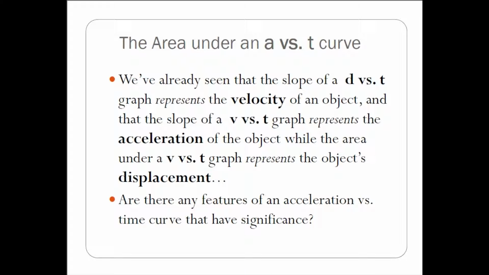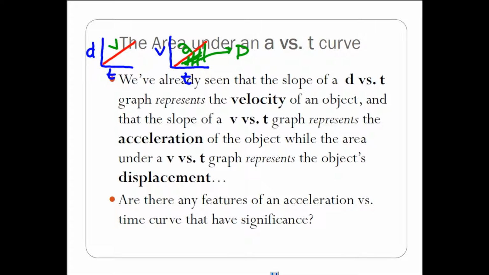All right, we've already seen that the slope of a displacement versus time graph represents the velocity of an object, and that the slope of a velocity versus time graph represents the acceleration of an object, while the area under a velocity versus time graph represents the object's displacement. So, slope of a displacement versus time graph represents velocity, slope of a velocity versus time graph represents acceleration, and the area under the curve of a velocity versus time graph represents the displacement of an object.